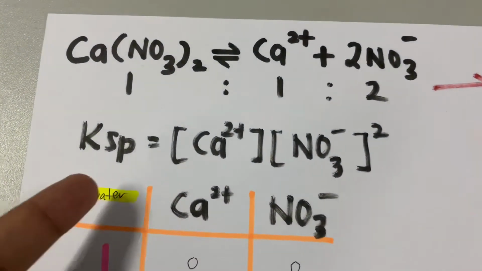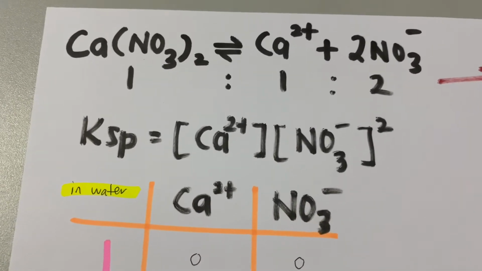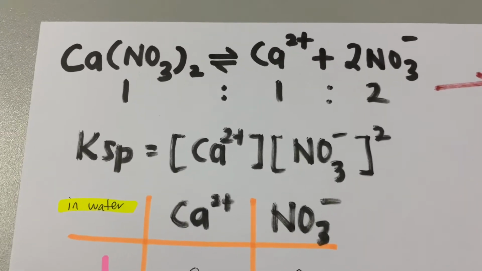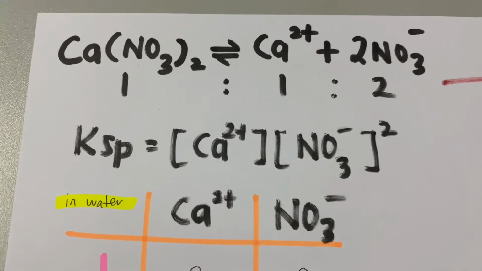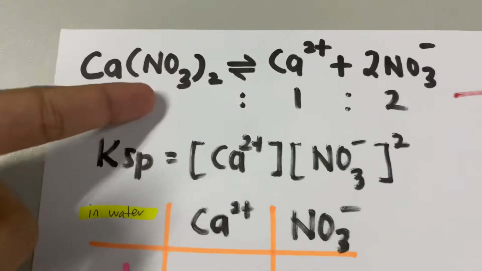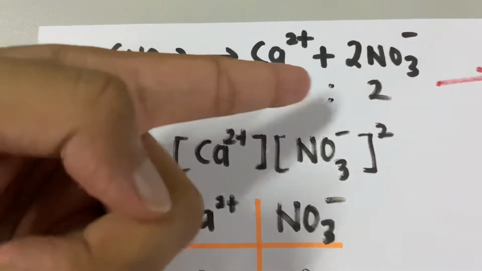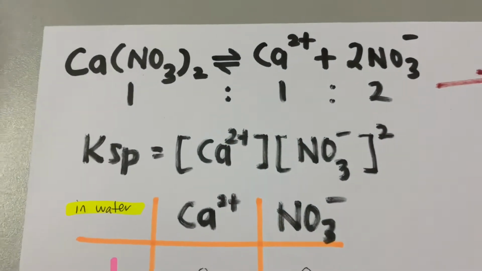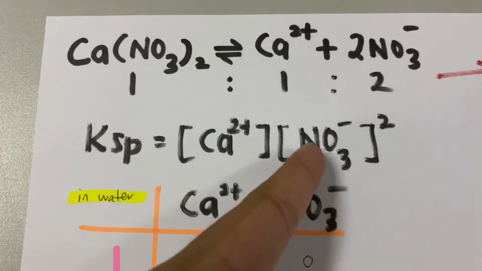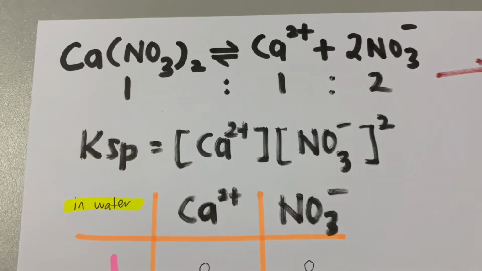Okay, so this is the Ksp expression of calcium nitrate. If we want to calculate the Ksp if the concentration is 1 molar, calcium will be 1 molar and nitrate will be 2 molar. So you just plug in 1 and 2 here, and 2 to the power of 2 will be 4 times 1, so you will get the Ksp value.